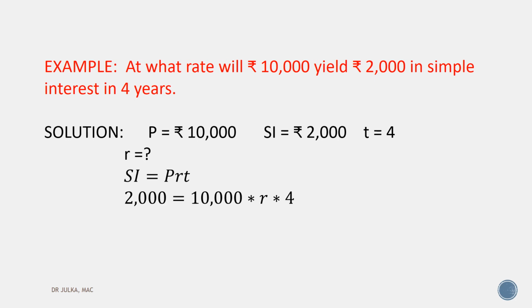We know that simple interest is principal into rate into time. Here, simple interest is 2,000, principal 10,000, time 4 years, and rate of interest is unknown. We want to calculate the rate of interest. By putting all these values into the formula, we'll calculate the rate of interest. After calculation, R is 0.05. This implies 5%.